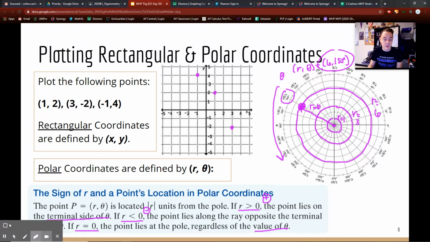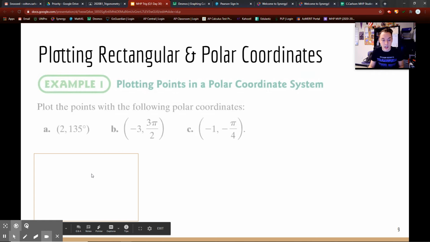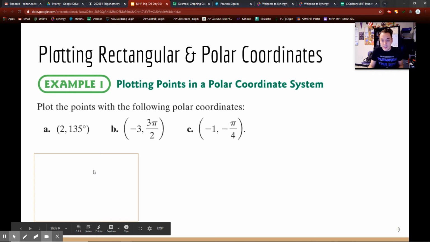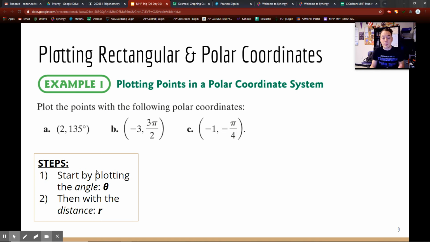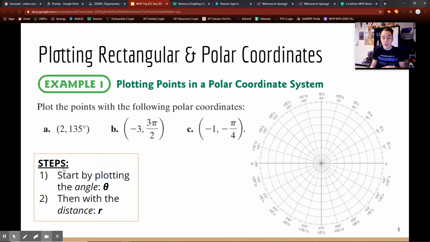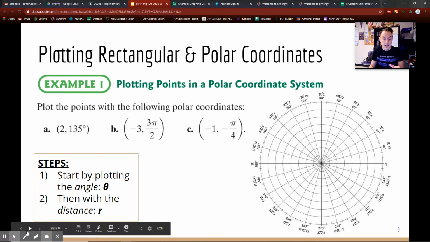But let's actually get to some specific examples, shall we? So let's go through these 3 examples. And here are the steps. You're going to start by plotting your angle theta. That's always the first thing. You need to find where your angle is. And then you're going to plot the distance r. So let's focus on this a little bit and go to town.